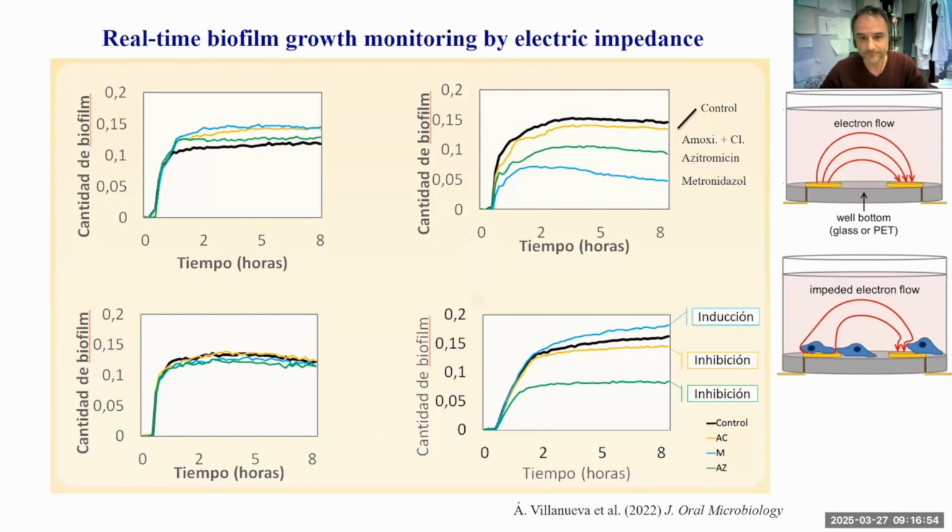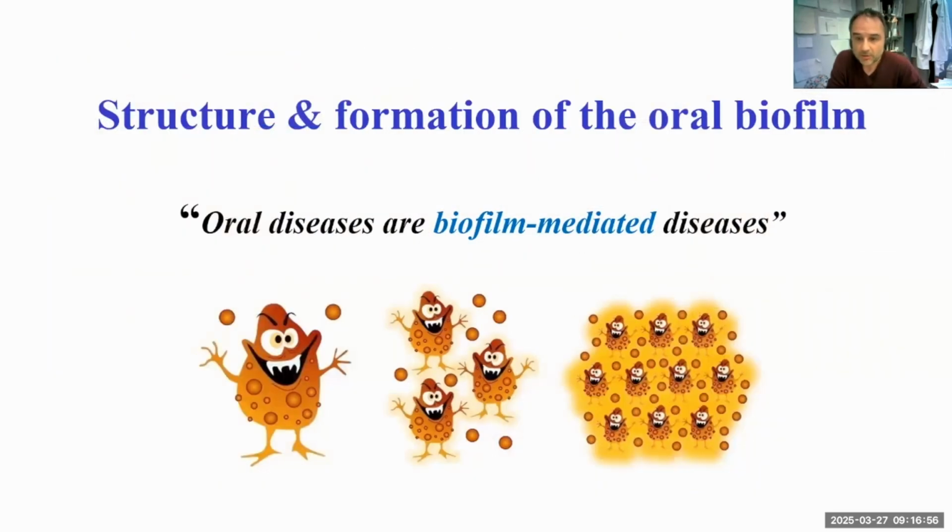All right, the second block I wanted to talk to you about is the structure and formation of the biofilm. And I think this is very important because, as you know, in all textbooks, we always say that oral diseases like dental caries, gingivitis, gum diseases, and so on are biofilm-mediated diseases. What does it mean? That the more biofilm we have, the more chances to develop the disease.